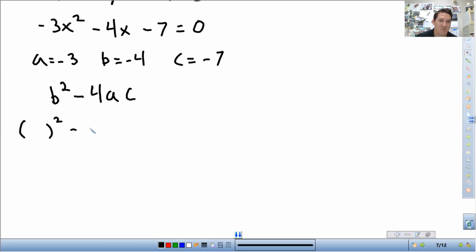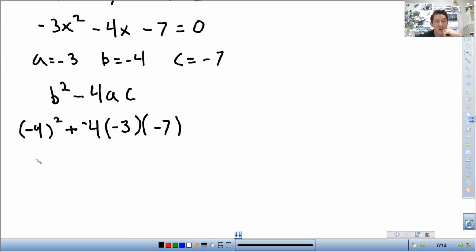So b squared minus 4 times a times c. B is negative 4. A is negative 3. C is negative 7. Keep track of all these negatives. I want to make this plus a negative, just to help keep track of all the negatives there.